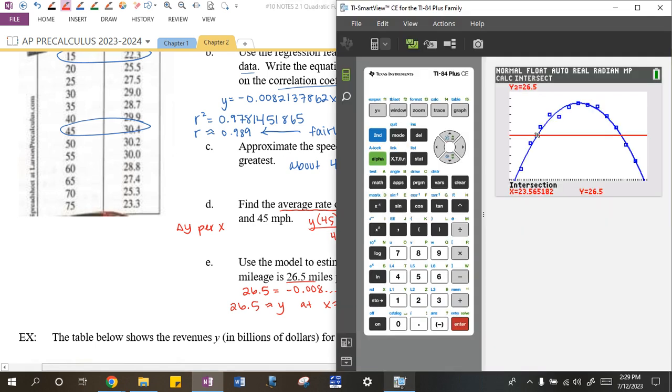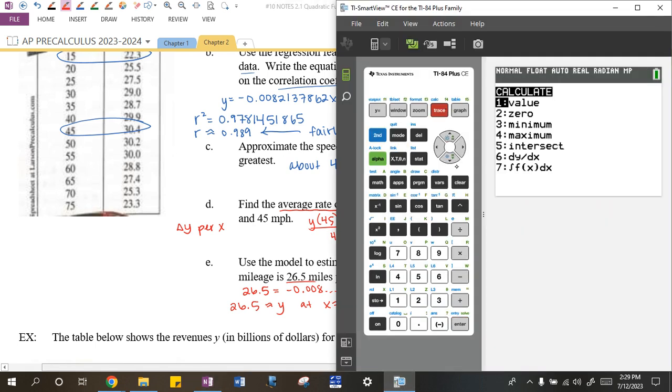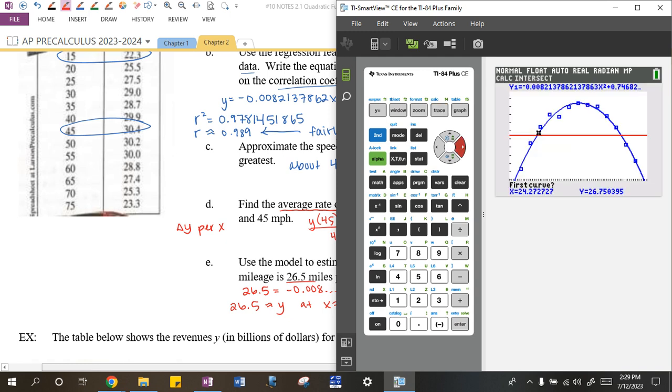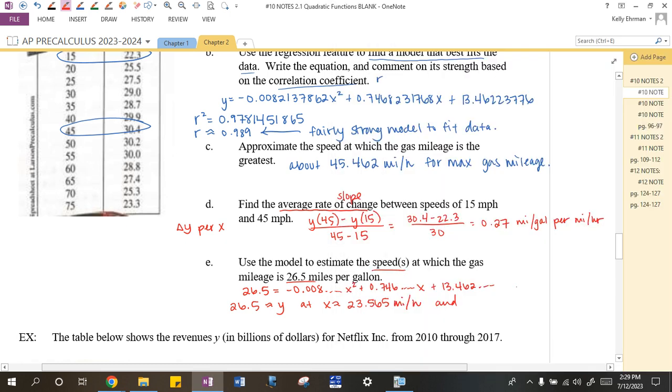And I need to find the other one. Second trace, intersect. I'm going to get my cursor all the way over here. It's kind of slow on the computer. I don't have to get it all the way over, just further to the right. So enter, hop down to that line, enter, guess, enter. 67.358. Label that miles per hour.